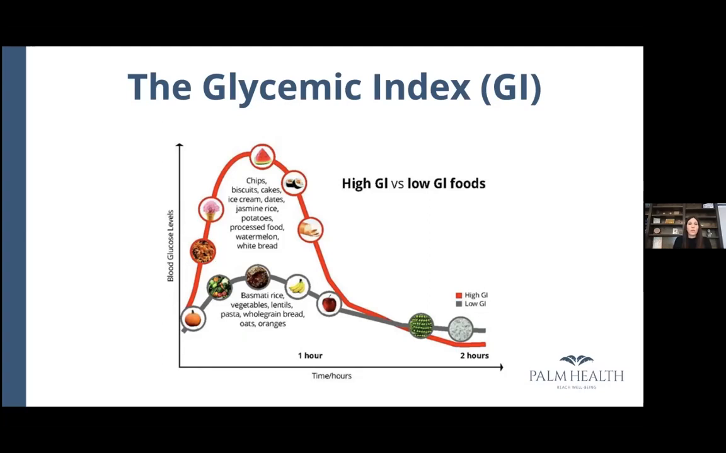Foods like non-starchy vegetables, like asparagus and green beans and broccoli, all the way through peas and lentils and legumes and basmati rice, are going to have a lower glycemic index. So over a 2-hour period, less of that sugar will be in your bloodstream.